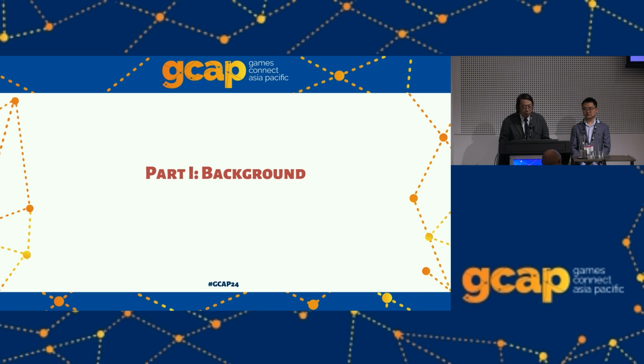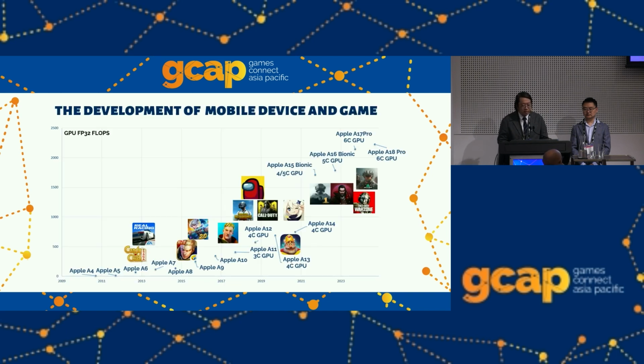Part 1, why we need rendering optimizations. First, let's examine the development of GPU performance in mobile devices and the release date of iconic games on the market. As performance has improved, the type of games has evolved from early light and casual ones to more heavy and performance-intensive ones. Although hardware performance continues to improve, the computation demands of the games have also increased.